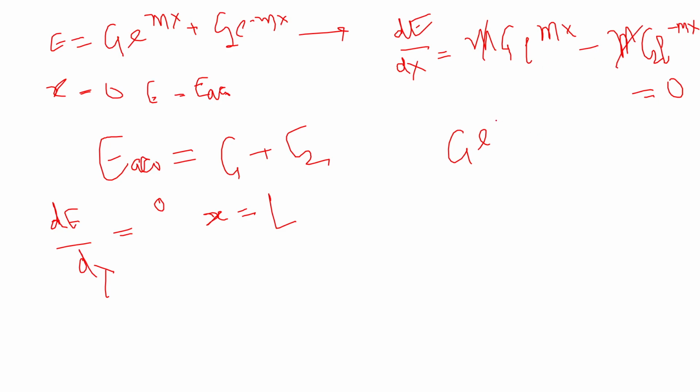M is common, you can cut it out. You know what is the relationship between C1 and C2? C1 plus C2 equal to EAC naught. So you can substitute in terms of either C1 or C2 into this equation. You can use this one, substitute in this one, and you will get what is C1 and C2.